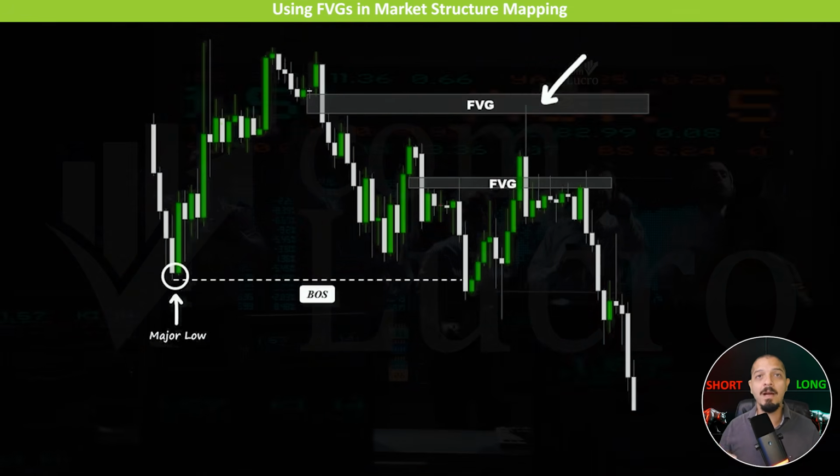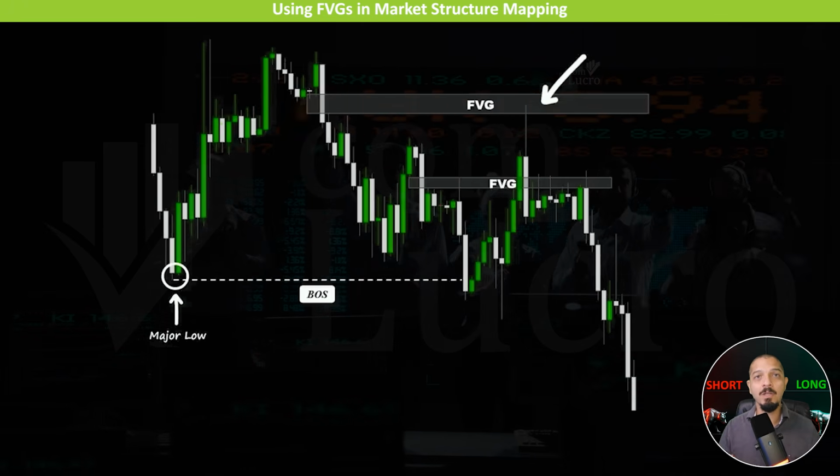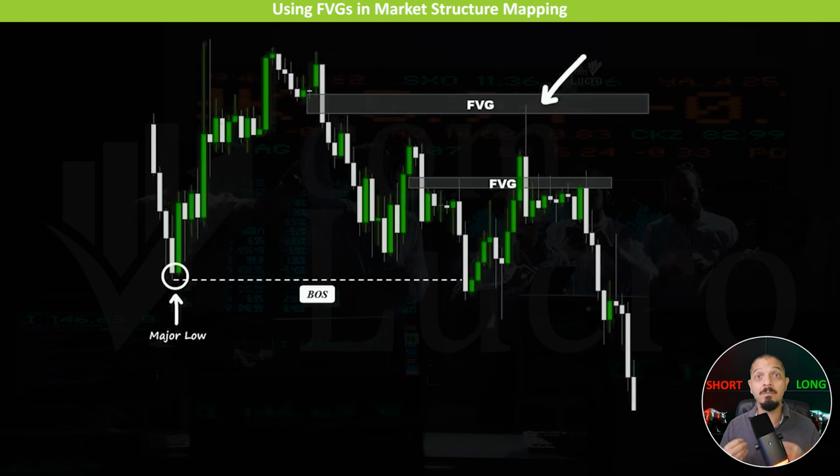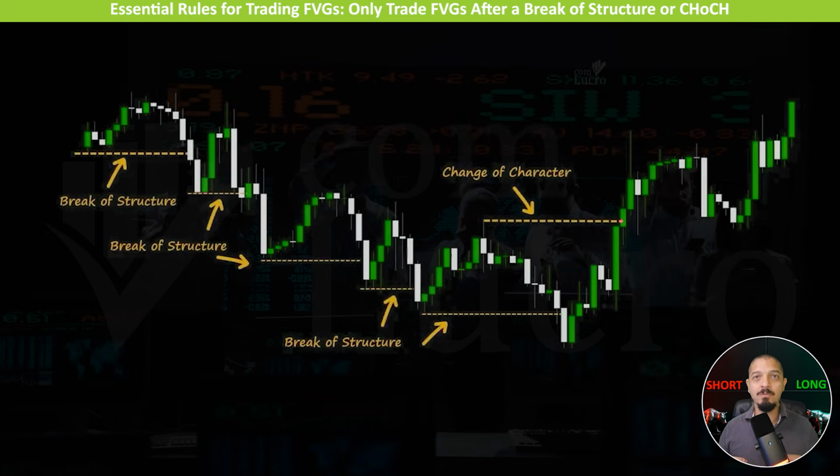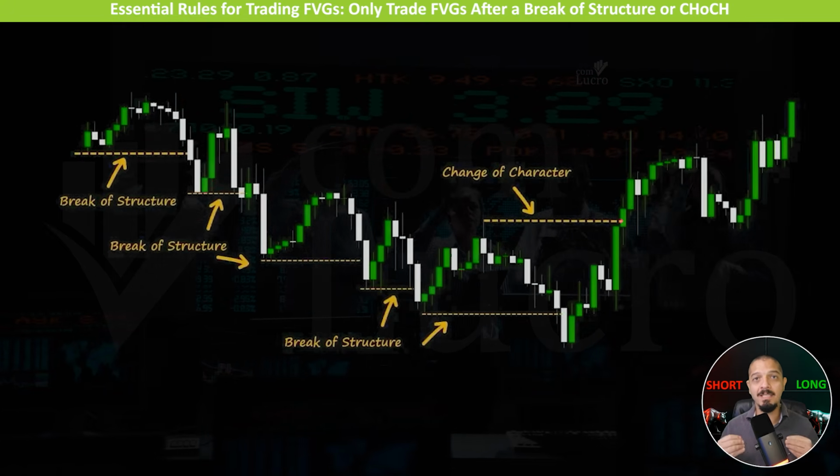Now, let us move into essential criteria and rules that we need to consider to identify and use fair value gaps to execute trades in the market, and understand how we can use them to our advantage.